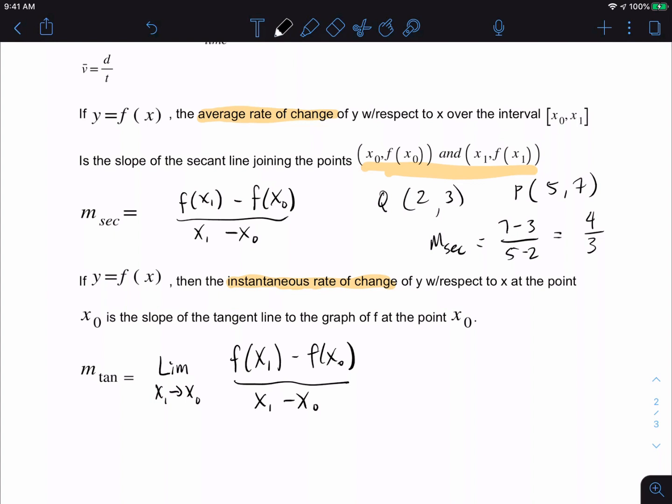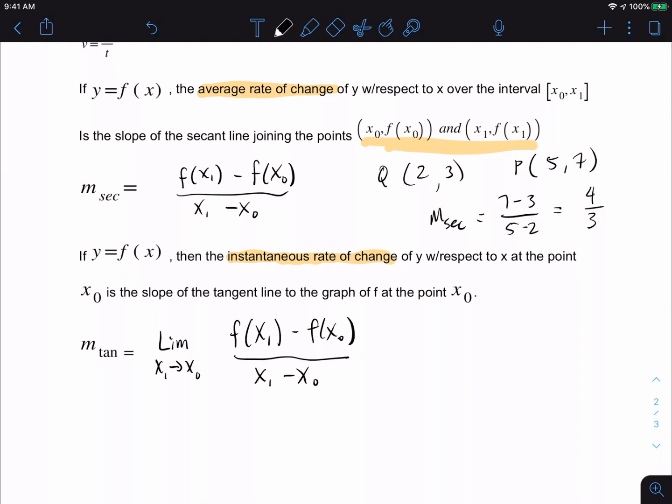In this case, using that example, I would go the limit as x goes to 5 of whatever the function is. I don't know what the function is because I just made it up. Minus 7 over whatever the function's x value would be, minus 5. Does that make sense?